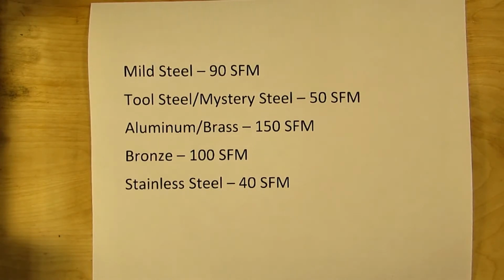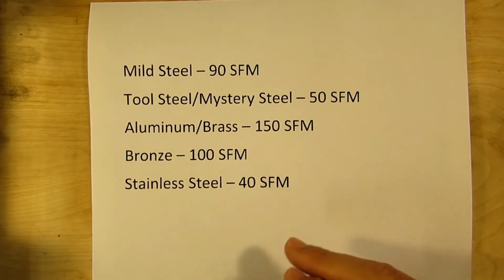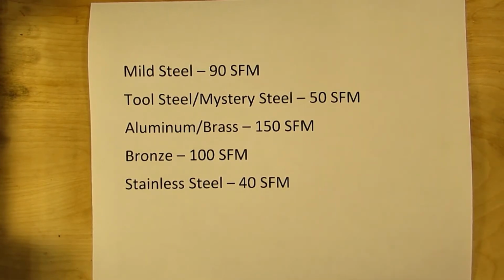Stainless is not necessarily hard. It's actually just that it doesn't conduct heat very well. So if you let the tool rub or you run it too fast, it has a tendency to harden locally in the spots where the tool is rubbing. So for that reason, you really want to run stainless quite a bit slower than even tool steel.